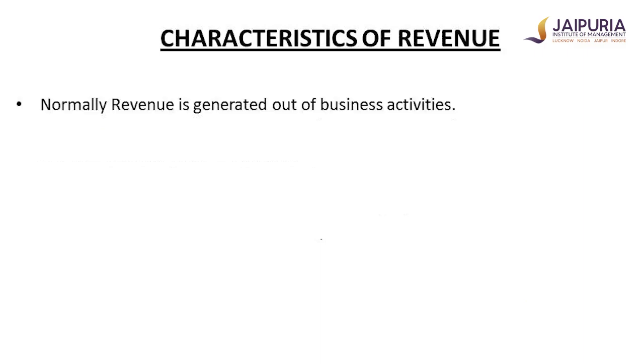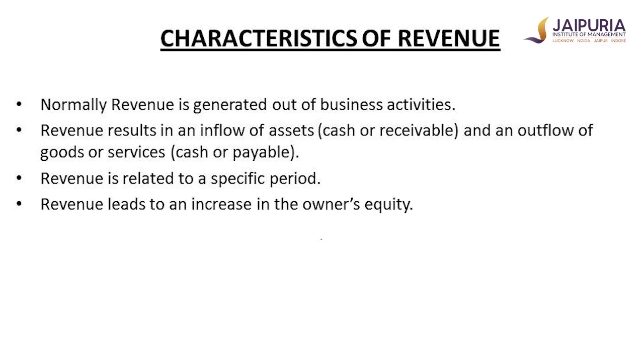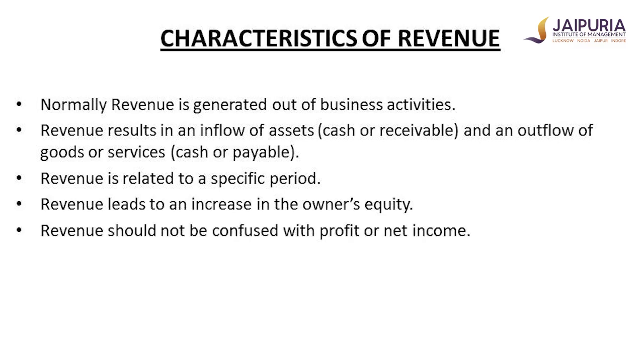Again, I specify the characteristics of revenue. Normally, revenue is generated out of business activities. Revenue results in an inflow of asset. Asset can be cash or receivables, and an outflow of goods or services. Again, it can be cash or any sort of payables. Revenue is related to a specific period. Revenue leads to an increase in the owner's equity. Further, the most important thing, revenue should not be confused with the word profit or net income, though income is used as synonym with revenue.